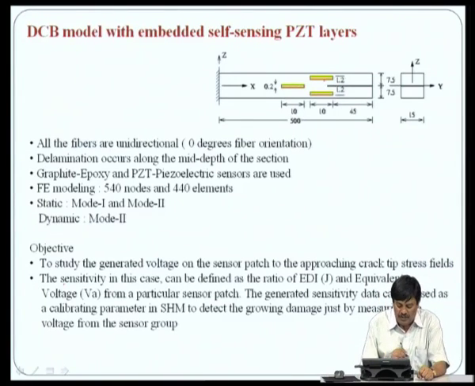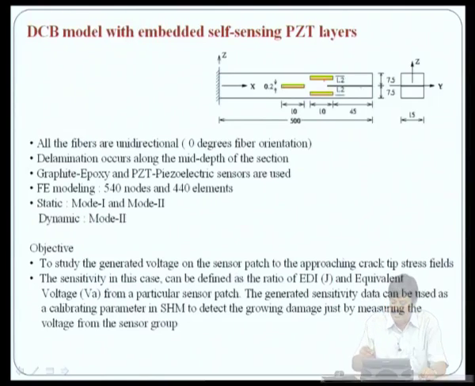So, hence the objective is to study the generated voltage in the sensors to the approaching crack tip stress fields, and to study the sensitivity of this defined by the J integral, which is a measure of the crack sensitivity or the stress intensity factor with the voltage generated by the sensor patch. So, this is basically used in structural health monitoring study. Here we have not defined what it is, just a case study to make us understand how this can be used in the sensing applications.